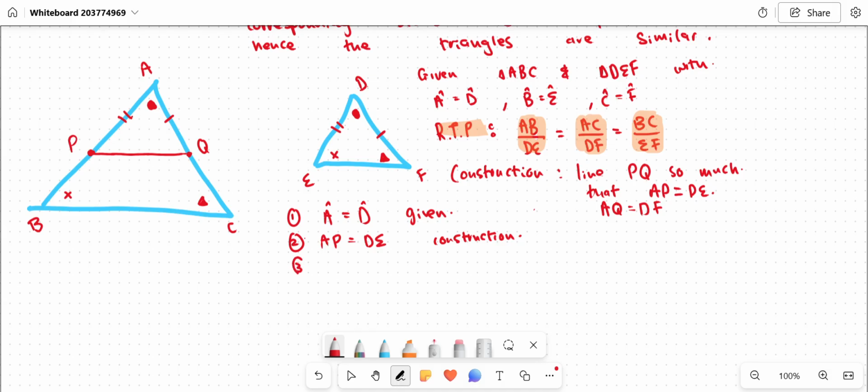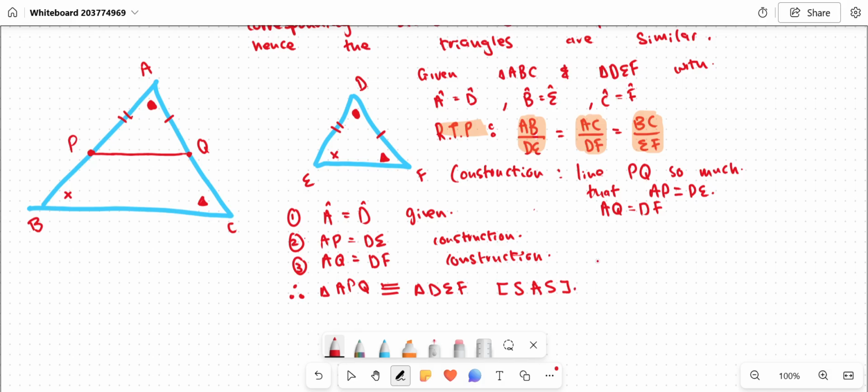Then I'm also going to state statement number 3 that says AQ is equal to DF. Again, this comes from my construction. And if you remember all your criteria of proving congruency, this is enough to prove congruency. And so we can conclude and say, therefore, triangle APQ is in fact congruent, remember congruent goes like that, to triangle DEF. And my reason for saying congruent is a side, angle, side criteria.